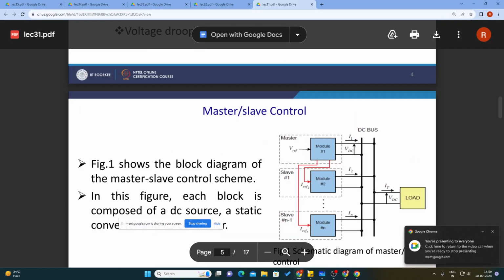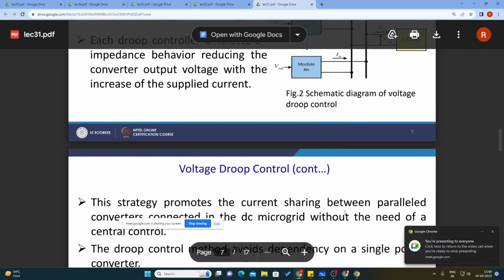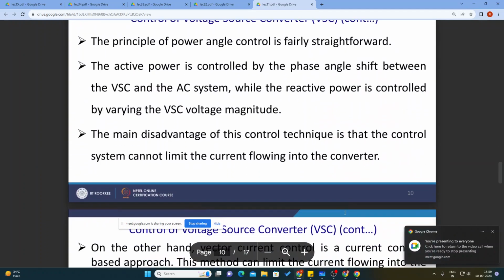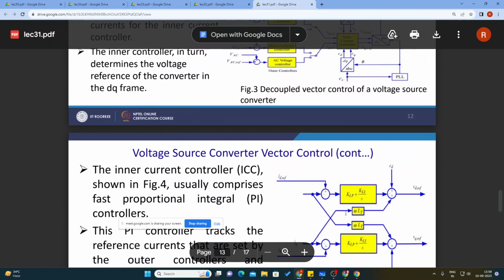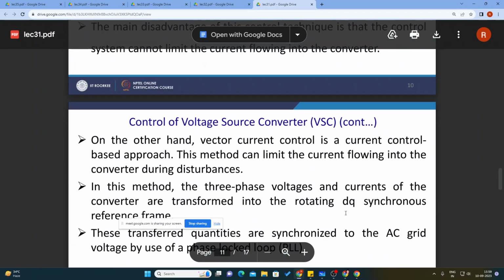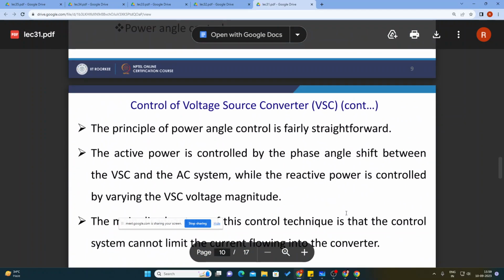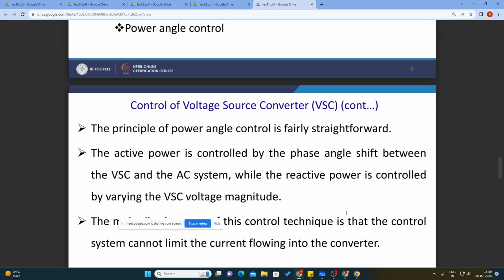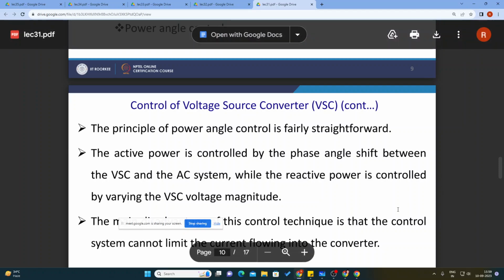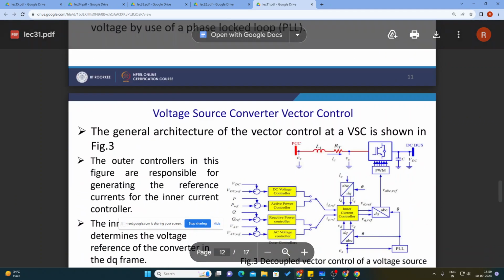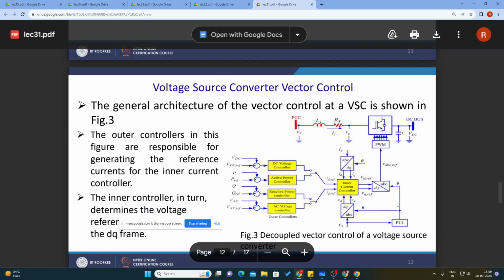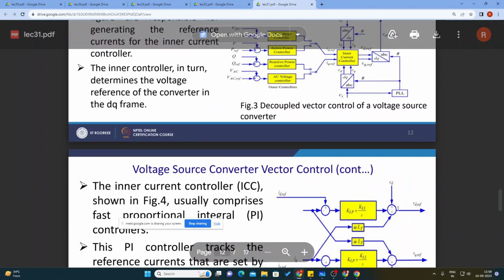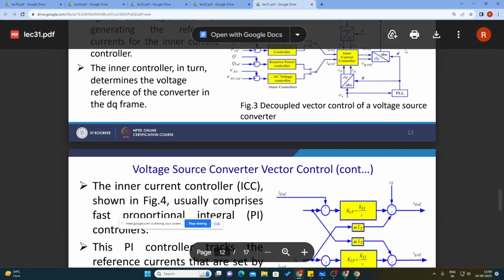So okay, let's move forward. This is a master slave control, and then we have the droop control. After droop control, what do we have? Now, control of the voltage source converter, voltage source inverters basically. Now how is each individual inverter controlled? This is the control architecture that we spoke of.